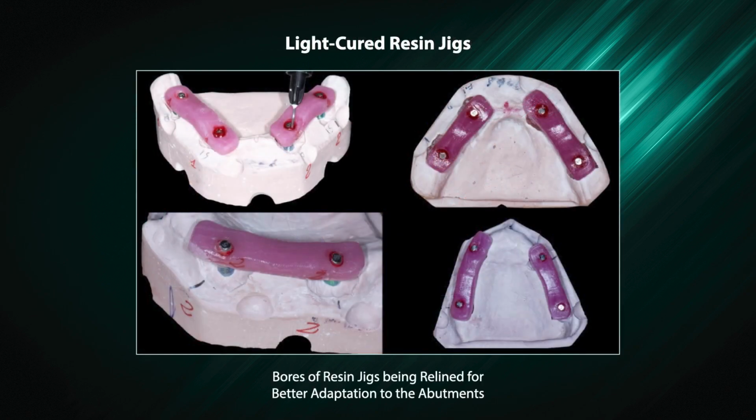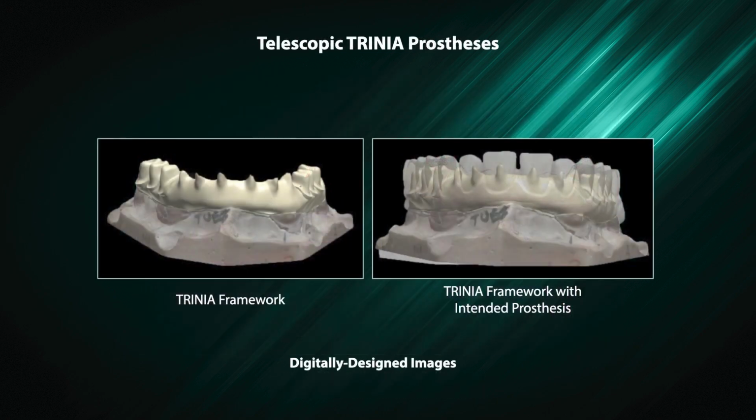Light cured resin jigs. Bores of resin jigs being relined for better adaptation to the abutments. Here we see 2 digitally designed images. On the left is a TRINIA framework, and on the right is a TRINIA framework with the intended prosthesis.